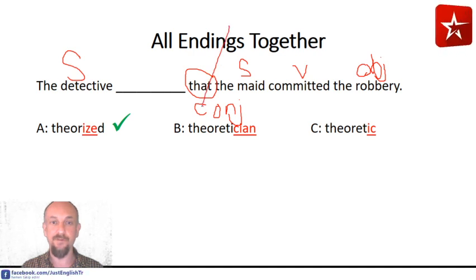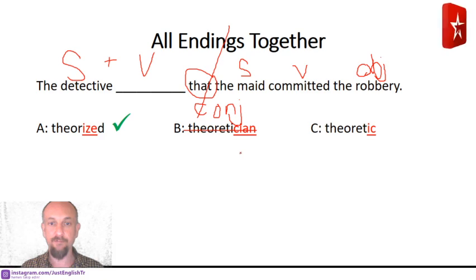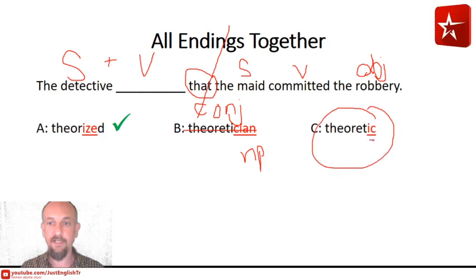We've got two clauses, we can do that. We've got a subject, what's missing here? Every sentence in English needs to have a verb. We're missing a verb. There's no verb here. So, theoretician, this is actually a noun form. That's a noun, noun people. And here, with ik, we actually have an adjective suffix.